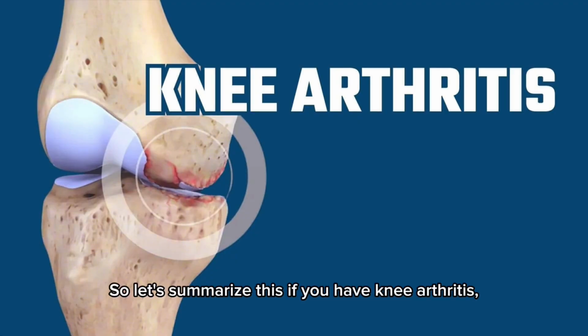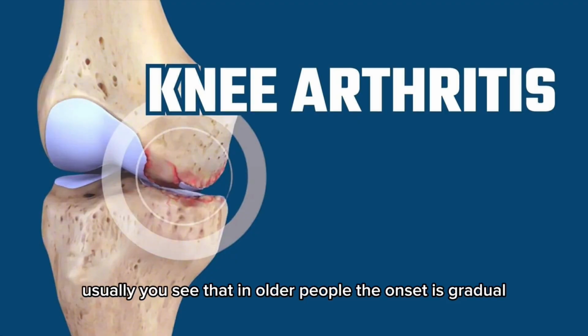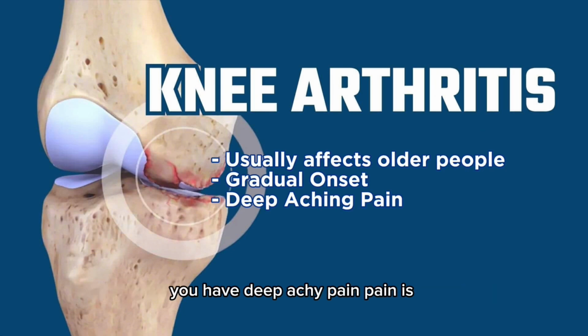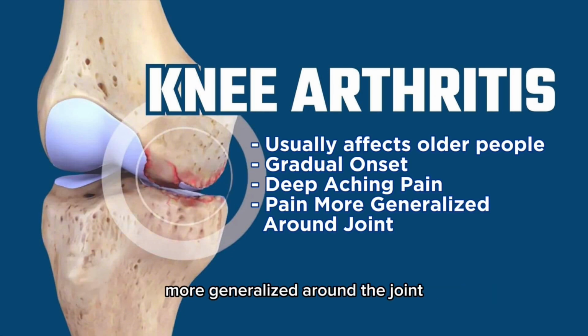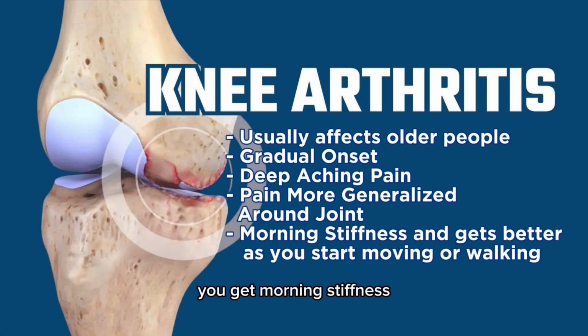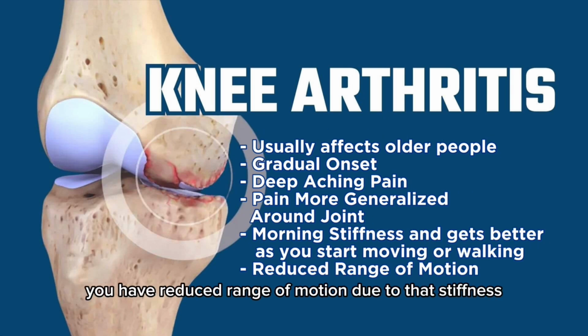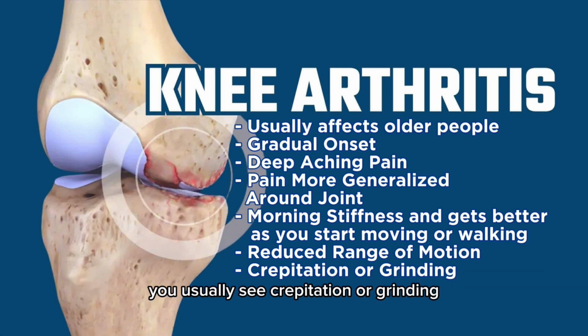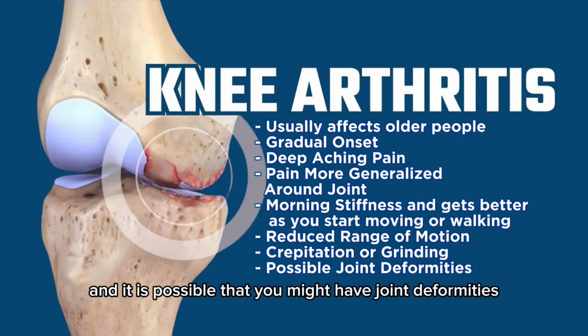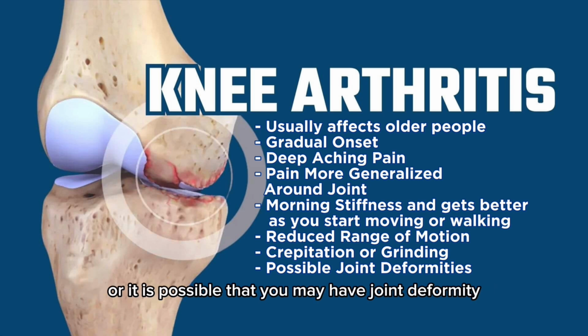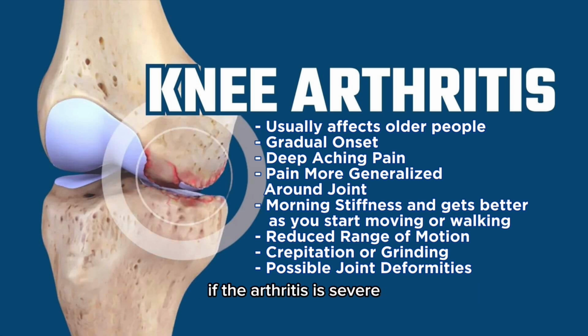So let's summarize this. If you have knee arthritis, usually you see that in older people. The onset is gradual. You have deep, achy pain. Pain is more generalized around the joint. You get morning stiffness that gets better as you start moving or walking. You have reduced range of motion due to that stiffness. You usually see crepitation or grinding, and it is possible that you may have joint deformity if the arthritis is severe.